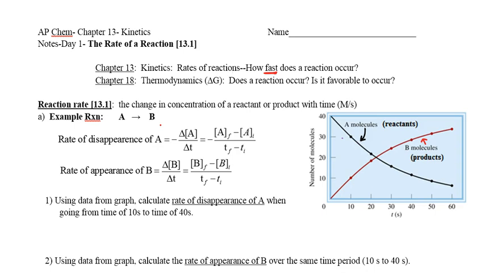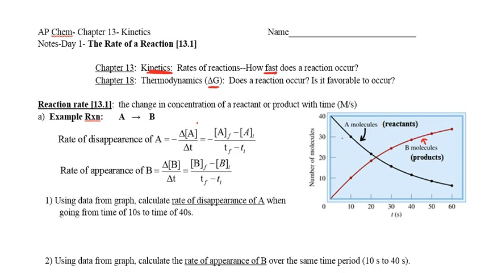Later, we're going to be doing chapter 18, which is similar but different, called thermodynamics, where we're going to be calculating delta G, where you're really trying to figure out, does a reaction occur? And if so, is it favorable to occur and how much? So we're not going to concern ourselves with that at this point. We're only going to be concerning with kinetics, which has to do with how fast the reactions occur. So today we just really need to know what rates of reactions are and how to calculate them.